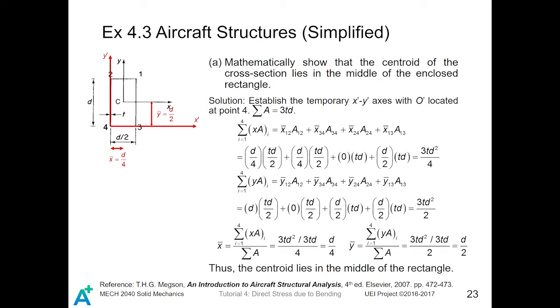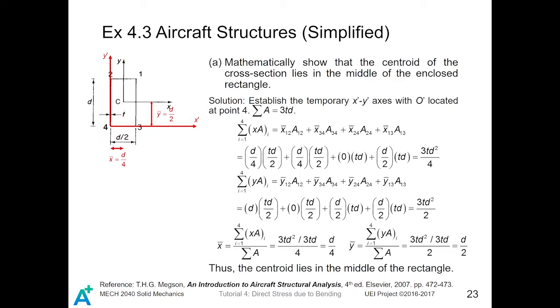Since it is a composite cross-section, we can just express the first moment of area in summation form. So the first moment of area about the y prime axis is given by the first moment of 1-2, the first moment of 3-4, the first moment of 2-4, and the first moment of 1-3. Then we substitute the average value of x of each member as well as the area into the formula. The average value of x is d over 4 for 1-2, d over 4 for 3-4, 0 for 2-4, and d over 2 for 1-3.